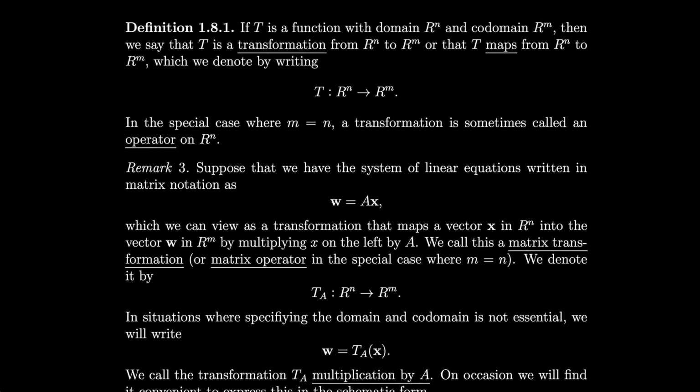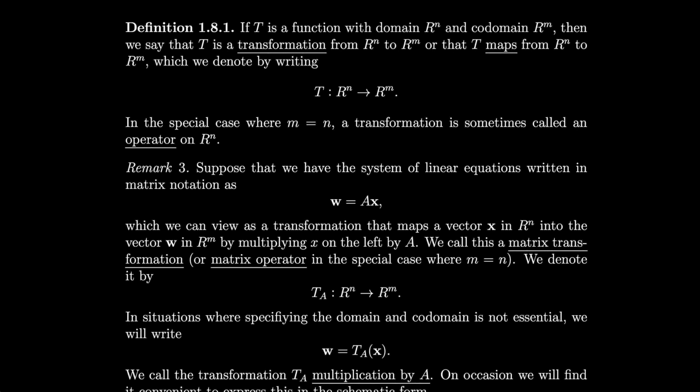Suppose that we have the system of linear equations written in matrix notation as w equals Ax, which we can view as a transformation that maps a vector x in Rn into the vector w in Rm by multiplying x on the left by A. We call this a matrix transformation, or matrix operator in the special case where m is equal to n. We denote it by TA: Rn to Rm.